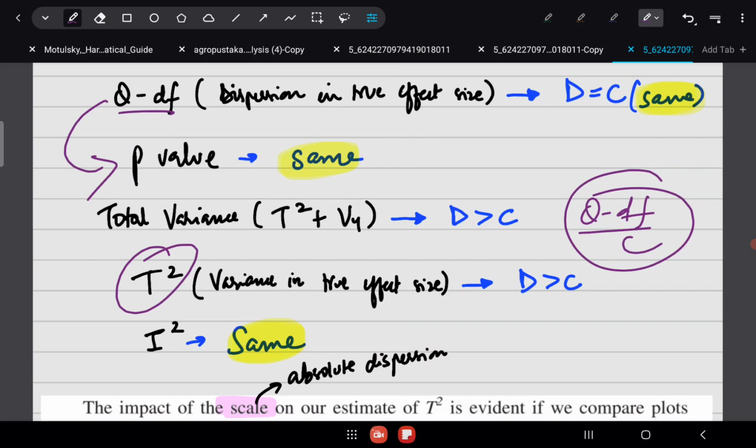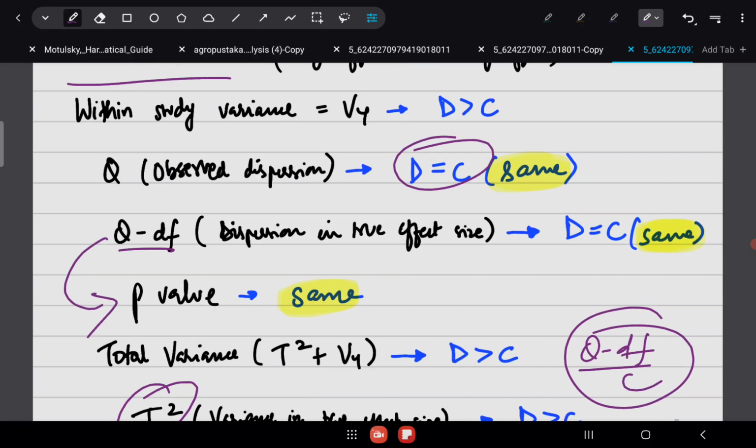So even though excess dispersion remains the same, that is the Q minus DF will remain the same, the denominator will change. The denominator will be less for D, and hence the T square statistic will come higher for D. So conceptually you can think of it like this: T square depends on two things. It depends on excess dispersion, but also depends on the scale of that dispersion.